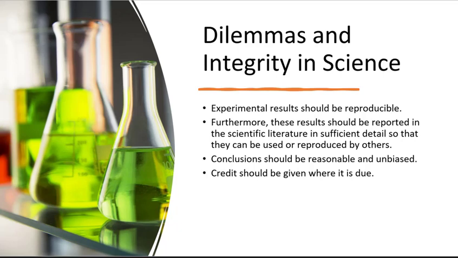Scientists have a responsibility to remain objective in these situations, but sometimes it's hard to do. It's important to remember that a scientist is subject to the same moral pressures and dilemmas as any other person. To help ensure integrity in science, some simple principles have emerged over time that guide scientific practice. Experimental results should be reproducible. Furthermore, these results should be reported in the scientific literature in enough detail so that they can be used or reproduced by others. Research reports should be reviewed before publication by experts in the field to make sure that the experiments have been conducted properly and that the conclusions are logical. Conclusions should be reasonable and unbiased, and credit should be given where it is due.